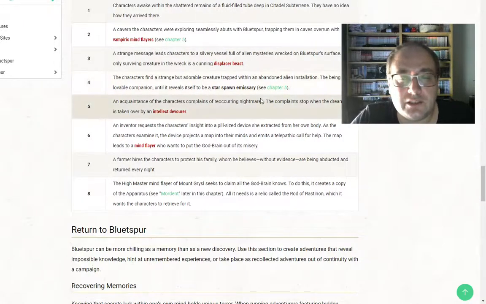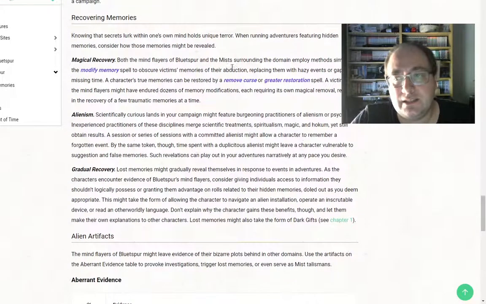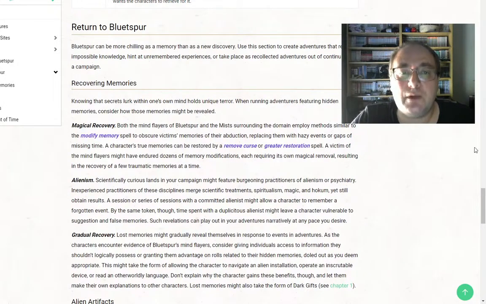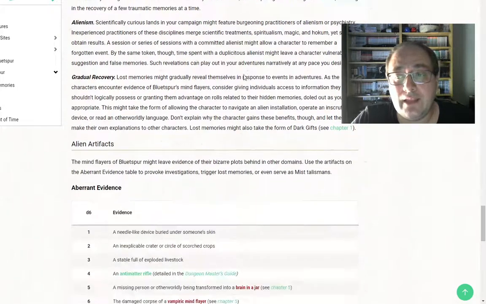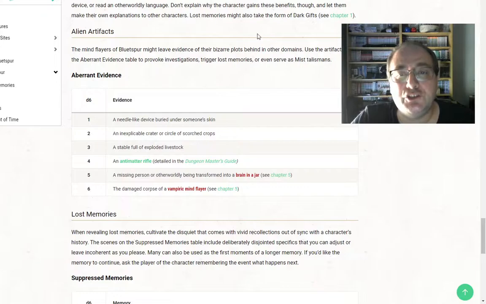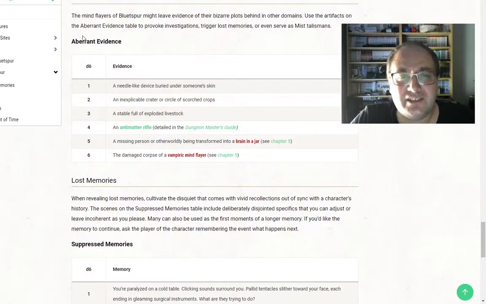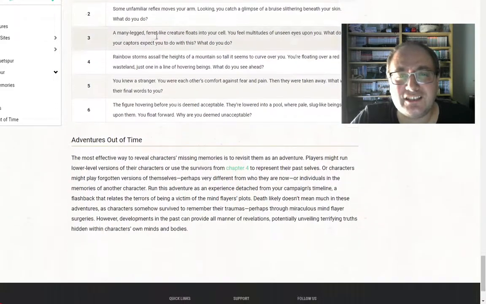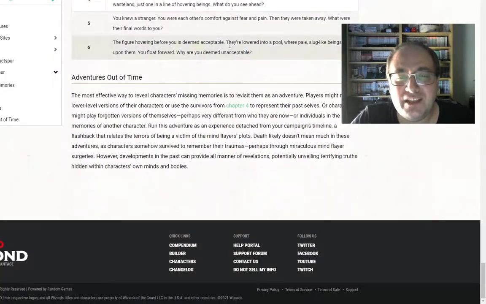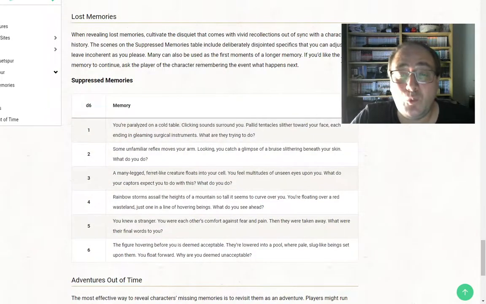So it's good ideas. What I like is this, and this is what I was talking about. This is about Return to Bluetspur. It's the whole idea that your characters actually came from here, they've been here before, and now they're just starting to realize that. And they have this aberrant evidence, lost or suppressed memories. That's pretty great, and I wish there was more of it. I think the tools that are here are good. They gave me a lot of ideas. I just think that there could be a little bit more of them.